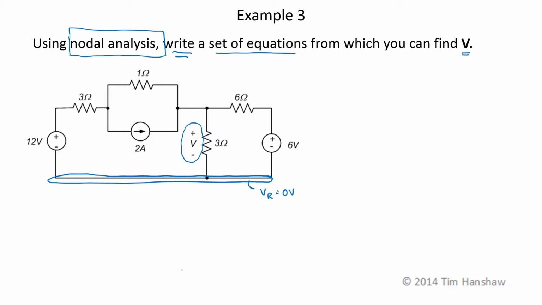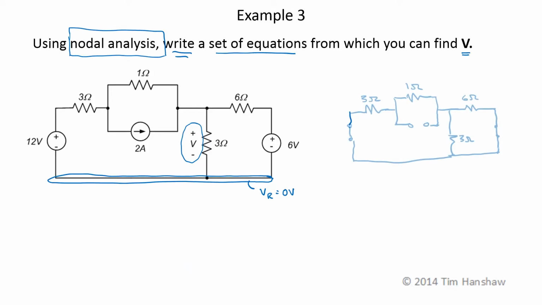Now I need to define independent and dependent nodes. I'm going to redraw the circuit, killing the voltage sources and the current source, replacing the voltage sources with short circuits and the current source with an open circuit. Now, shorting the voltage sources converted my reference node, this node, and the node above the 12-volt source into one big node. So this node and this node are going to be dependent nodes.